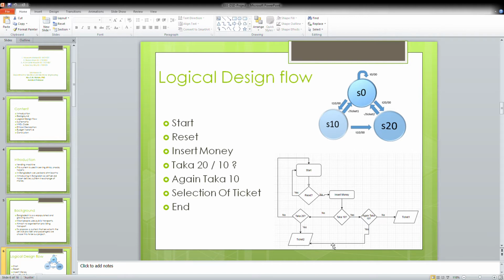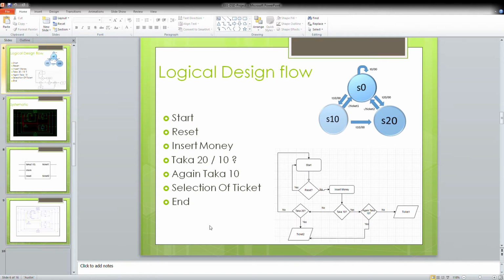If it is 20 taka, then it will go to buy ticket 2. If it is 10 taka, we need to check again whether it is 10 taka or not. If it is again 10 taka, then it makes sure that it is 10 taka, and then it is going to buy ticket 1. In this way, we can select the ticket and end the program.